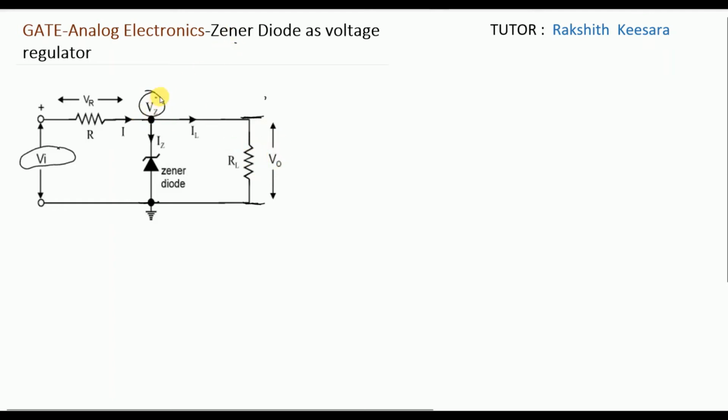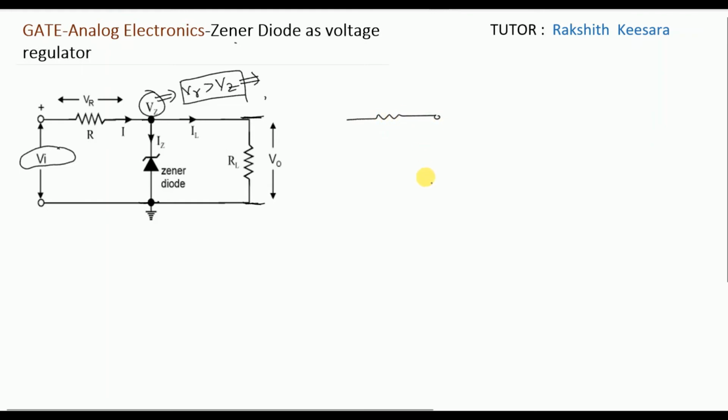So for fixing the Vz, what should we do? We should apply reverse voltage which is greater than Vz. We should operate the Zener in breakdown region. Then only the voltage Vz is fixed. So this is all about the voltage regulator. So guys, now we will analyze it step by step. So we should make Vr, the reverse voltage, greater than Vz. For that, what should we do?